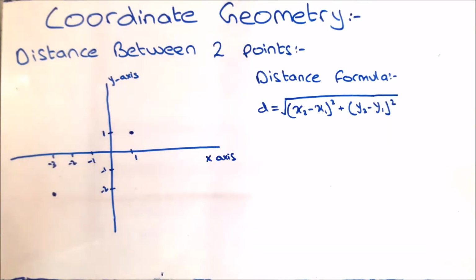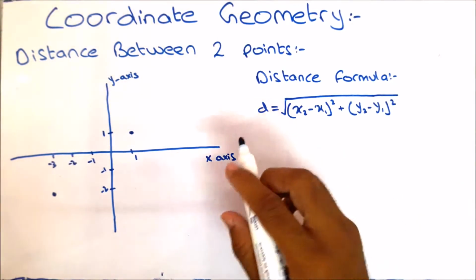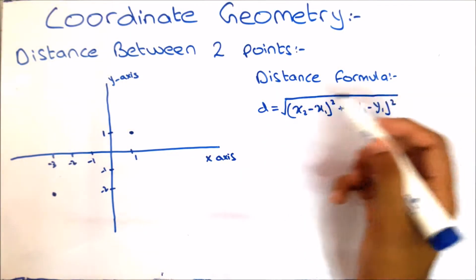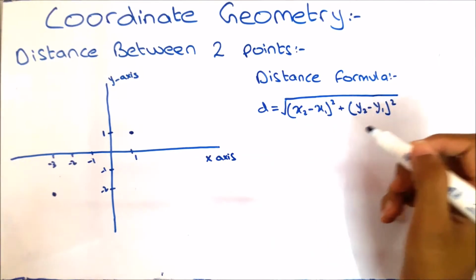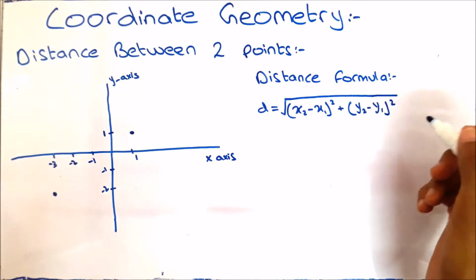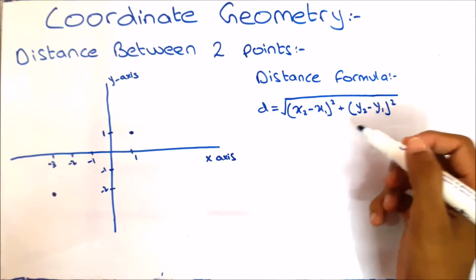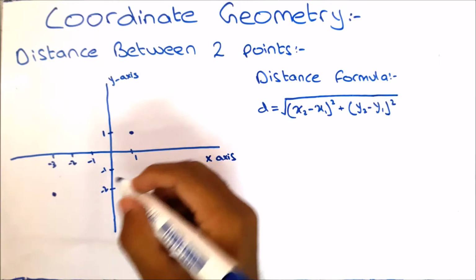Alright, in this video about coordinate geometry, we are going to learn how to find the distance between 2 points on an xy plane. You only need to memorize this formula, the distance formula. D is equal to under root x2 minus x1 whole squared plus y2 minus y1 whole squared. This x2, x1 and y2, y1, I'm just going to tell you what these are.